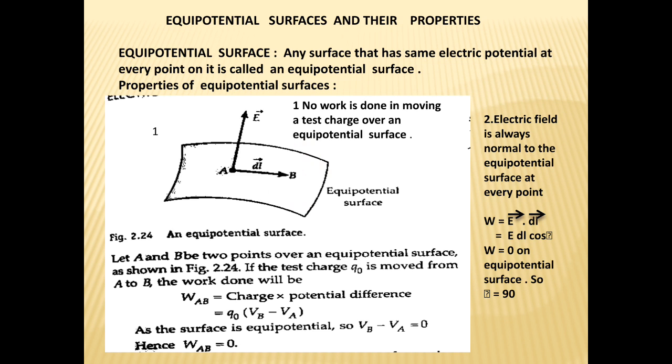In property number 2, the electric field is always normal to the equipotential surface at every point. Dear students, we know that W equal to E dot dl, which is E dl cos theta. Since no work is done on an equipotential surface, W equal to 0, that is why E dl cos theta equal to 0 and cos theta equal to 0, that is theta equal to 90 degrees.